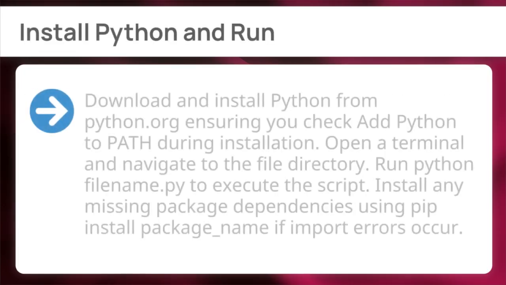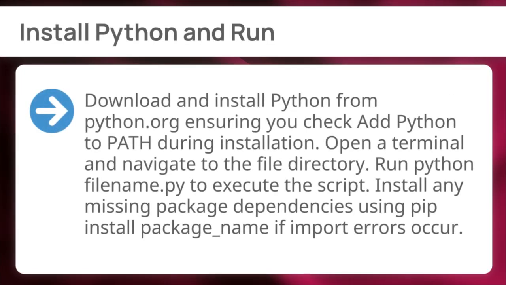Next, install Python and run. Download and install Python from python.org, ensuring you check "Add Python to PATH" during installation. Open a terminal and navigate to the file directory. Run python filename.py to execute the script. Install any missing package dependencies using pip install package_name if import errors occur.